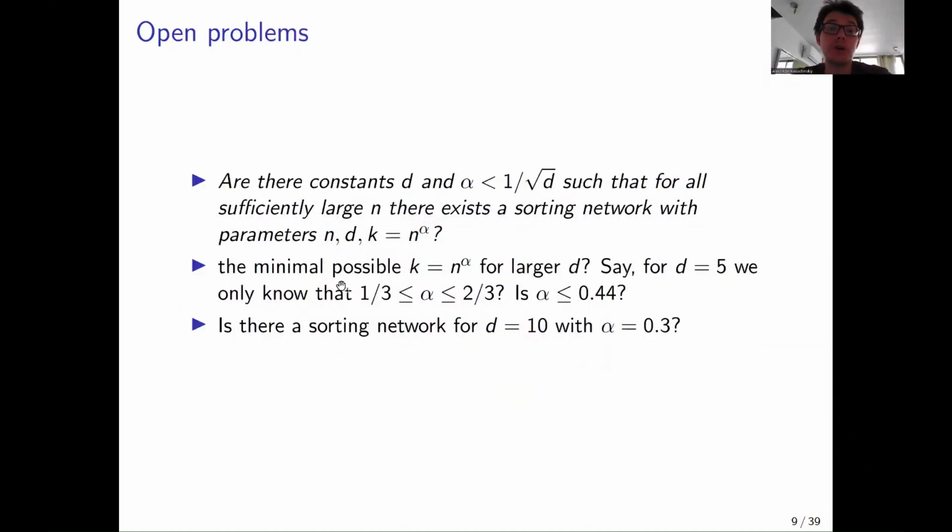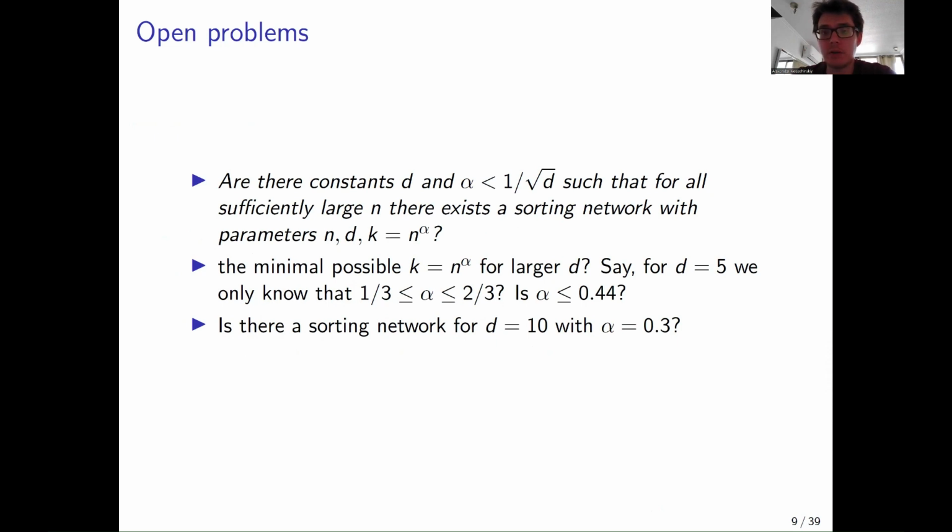What's left open, of course, is whether there exists some constant d at which there exists a construction of a k sorting network which, after recursion, gives us something better than log squared n at least. In other words, we are asking whether there is a construction with some fixed d and k, which is n to the alpha for some alpha smaller than 1 over square root of d.